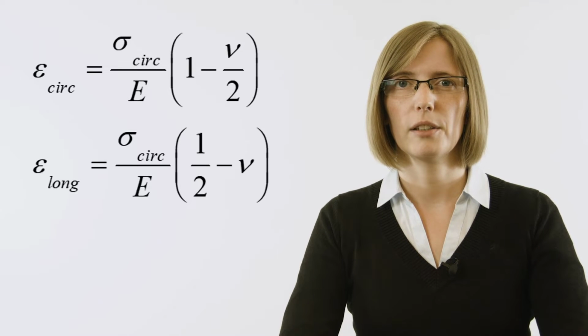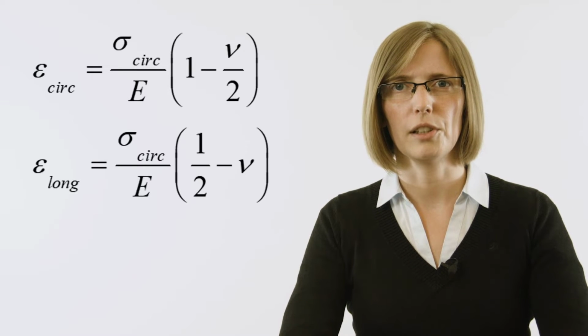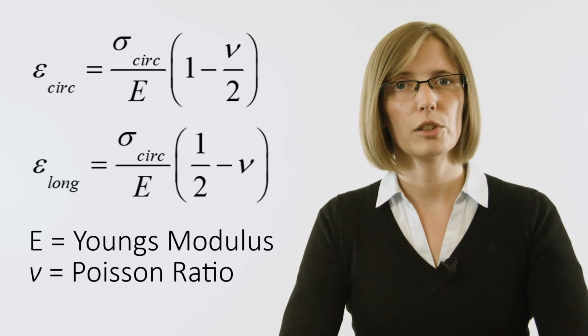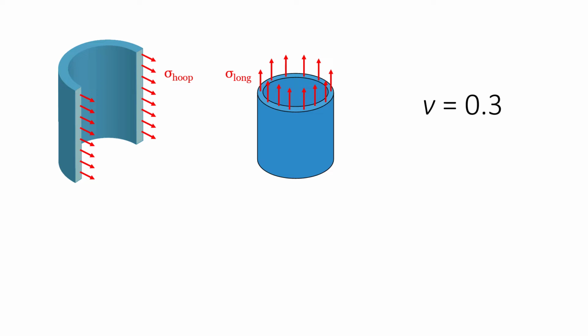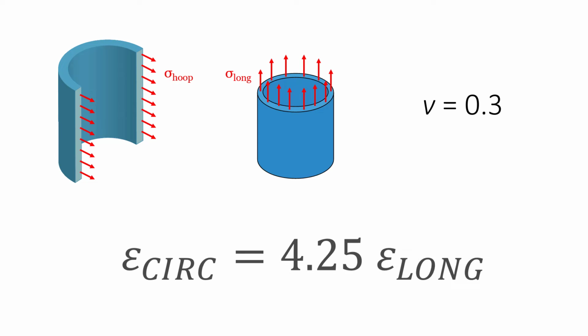From these stresses and their relation to each other, we can now derive the strains due to pressurization in circumferential and longitudinal direction by applying Hooke's law for the biaxial stress condition. They are both dependent on the Young's modulus and the Poisson ratio of the material chosen for the fuselage. Let's assume we have a metallic pressure vessel, thus having a Poisson ratio of about 0.3. We can then find the relationship between the circumferential and longitudinal strain. The circumferential strain is 4.25 times larger than the longitudinal strain.